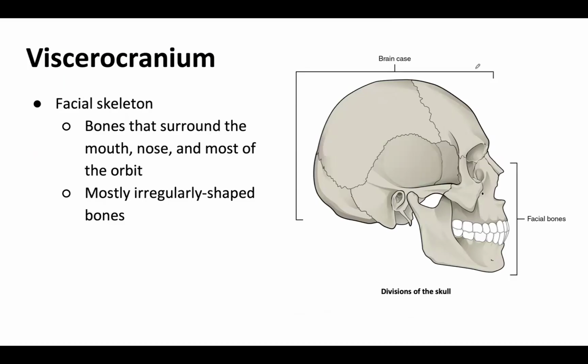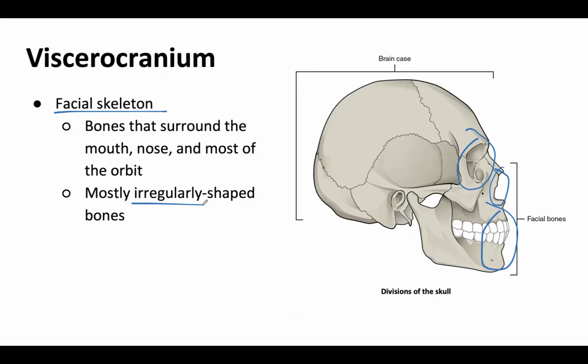And as mentioned, the viscerocranium is just the facial skeleton. These are the bones that are going to surround the mouth, the nose, the eye. So it's going to be around these structures here. These bones change dramatically during the first 2 years after birth, but are typically done growing around the age of 16. And most of these bones are categorized as irregular or irregularly shaped.